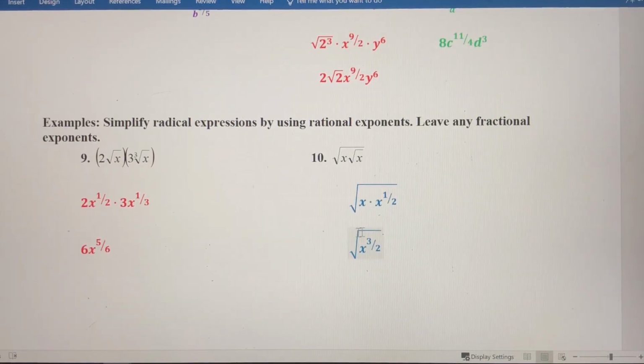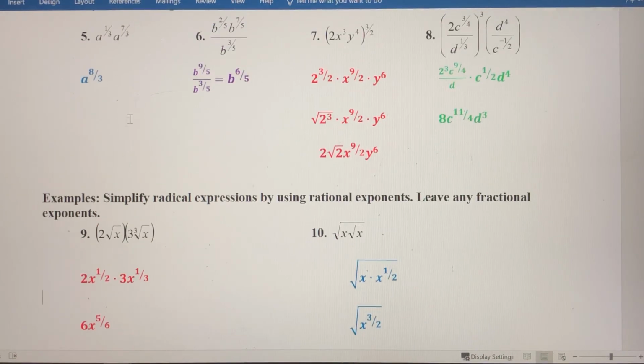So I've got the square root of x to the 3/2. I'm going to write that as x to the 3/2 power to the 1/2 power, because remember, anything under the square root is to the 1/2 power. Now I can multiply these exponents, so my final answer is x to the 3/4. So that's how you simplify radical expressions using rational exponents, and how you combine the laws of exponents to help you simplify expressions that have rational exponents.